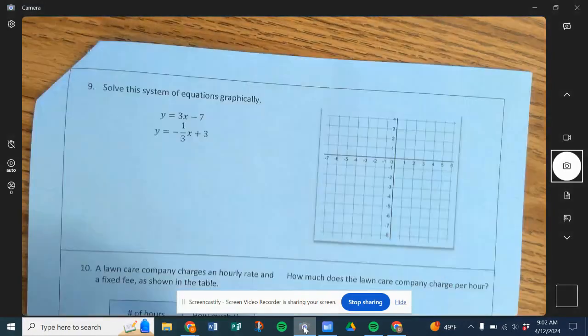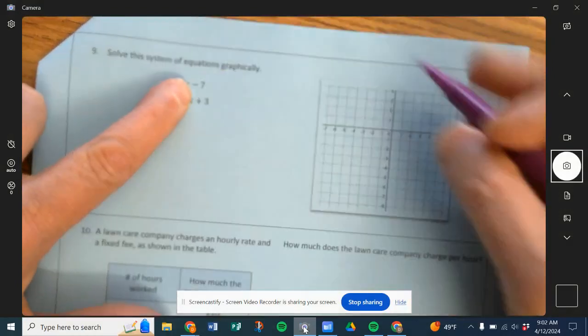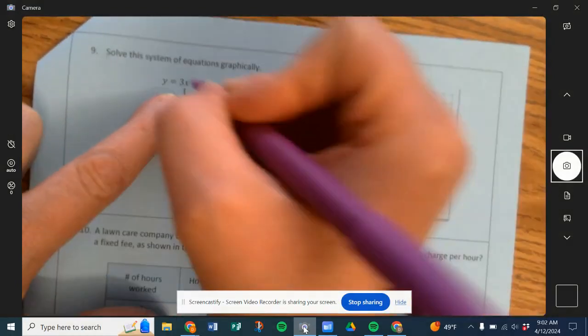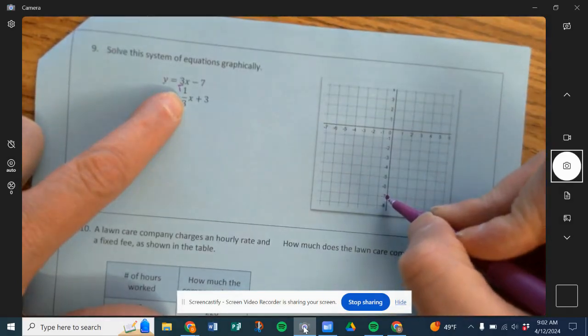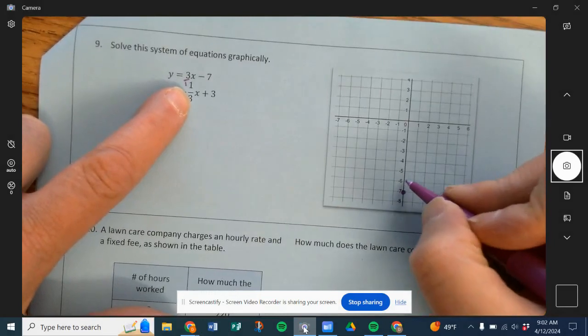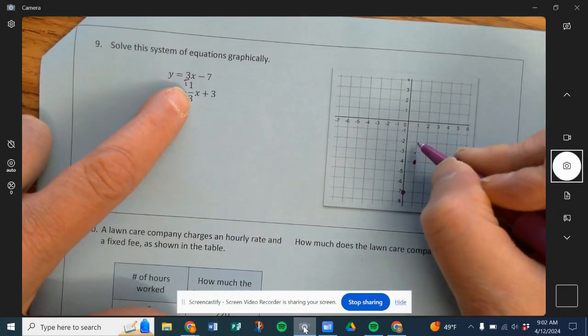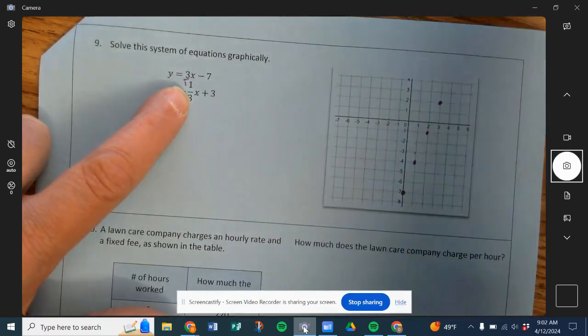Okay. Solve this graphically. I'm going to start with my y-intercept at -7. So down here I put a dot, and then my slope is 3/1. It's positive, so I go up 3 and right 1. So let me focus that a little bit. 1, 2, 3 over 1. 1, 2, 3, right 1. And that's as far as I can go.